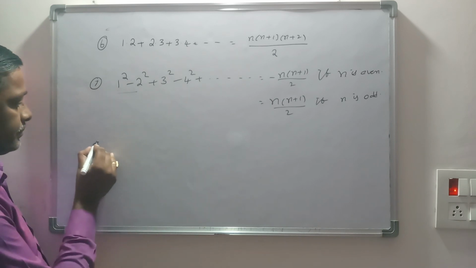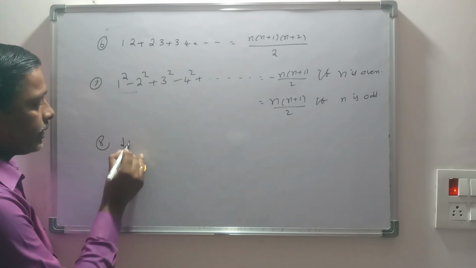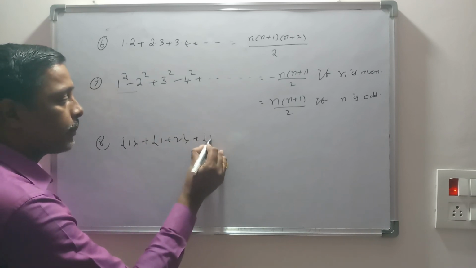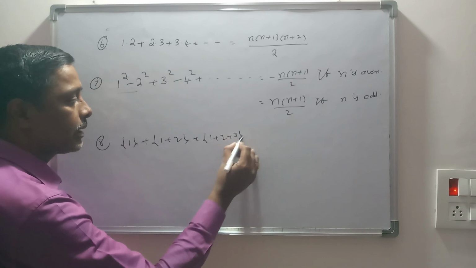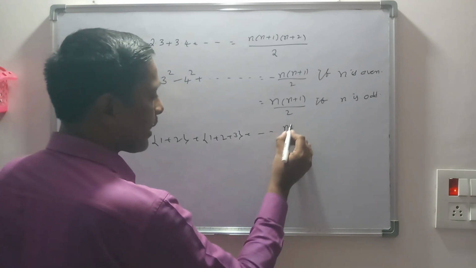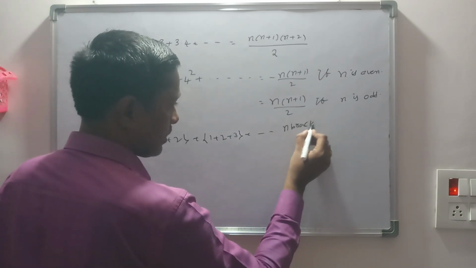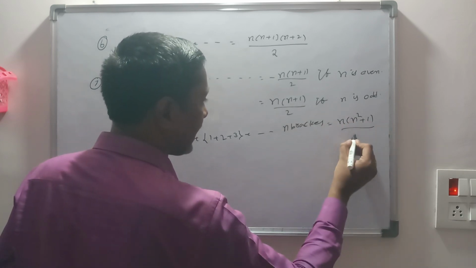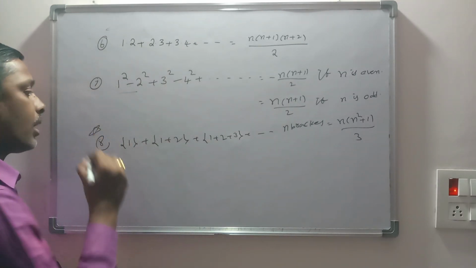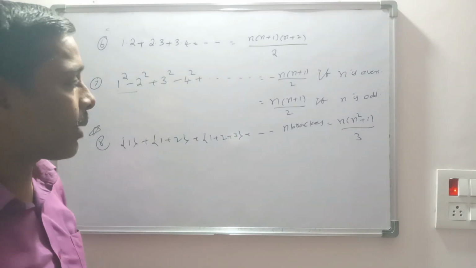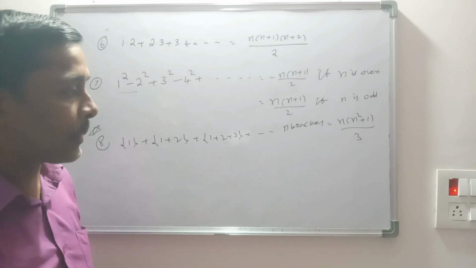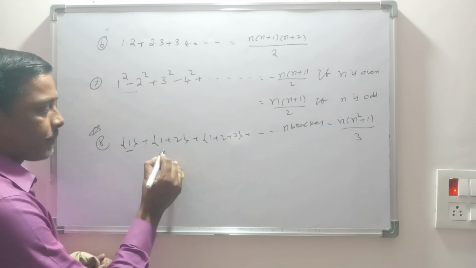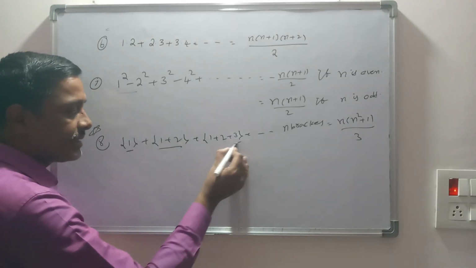Eighth one. 1 plus (1 plus 2) plus (1 plus 2 plus 3) plus so on to n brackets is equal to n into (n square plus 1) by 3. Most important formula. Very important formula. Nth bracket means this is the first bracket, this is the second bracket, this is the third bracket.